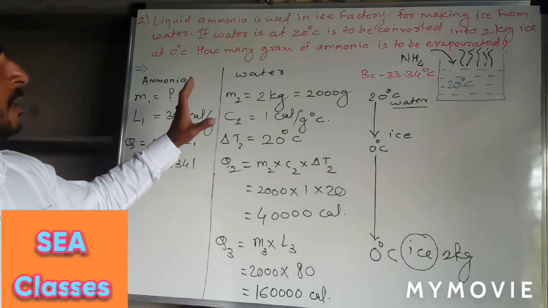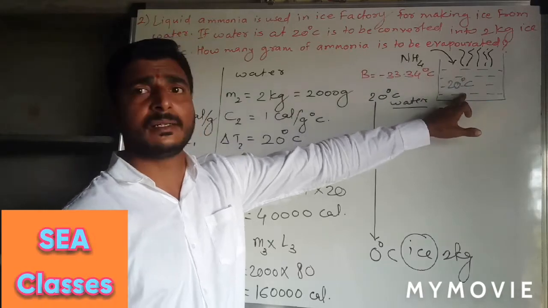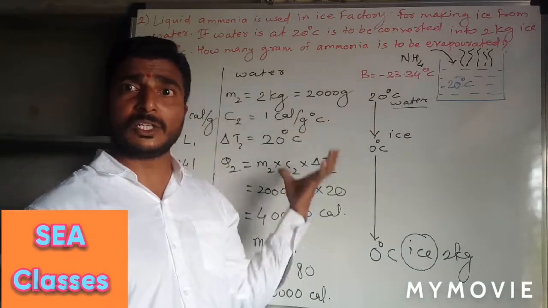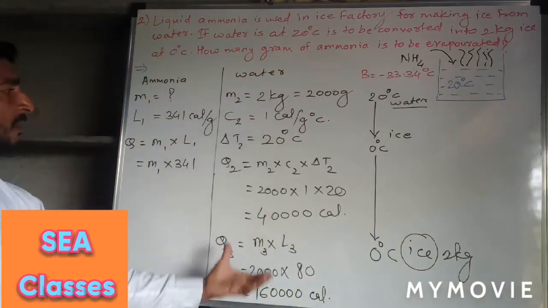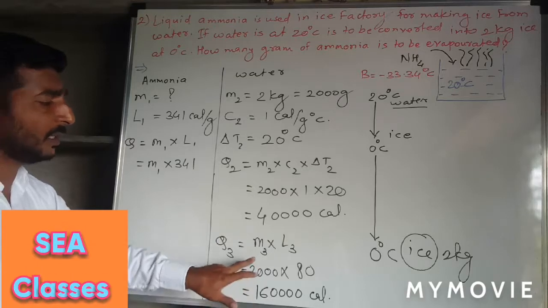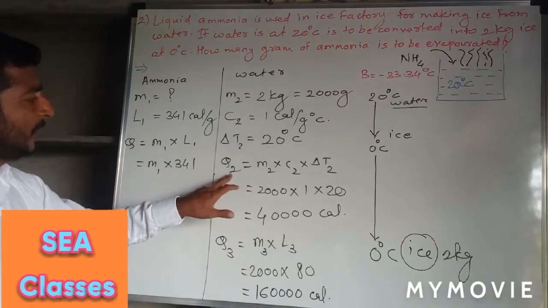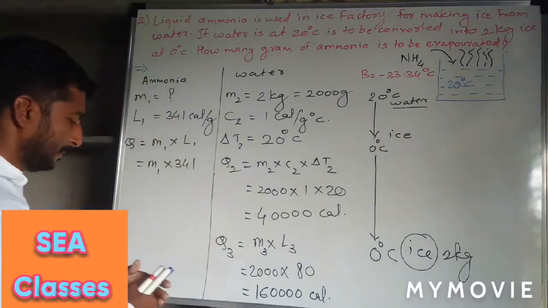Now heat is gained by ammonia and heat is lost by water. So you know the formula: heat lost is equal to heat gained. So heat is lost in the two steps, when it was water at 20 degrees Celsius and when it is forming the ice. So the heat lost, Q2 plus Q3, will be equal to Q1.